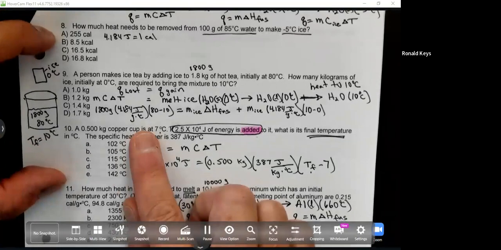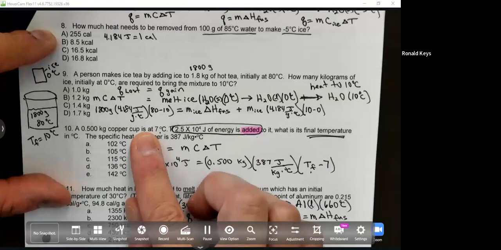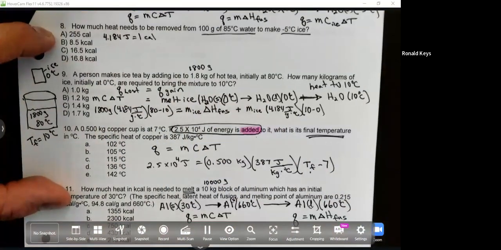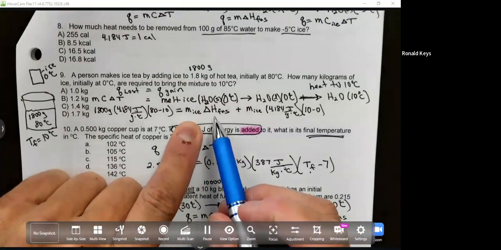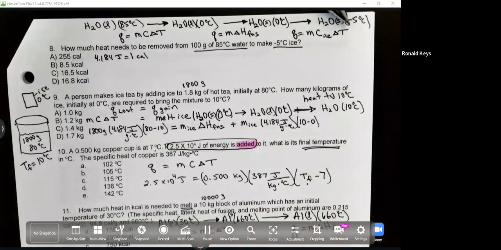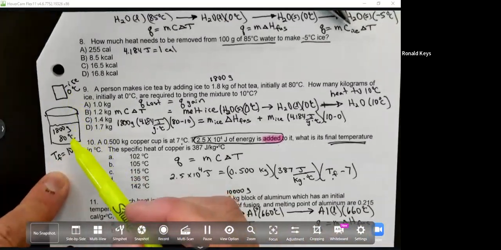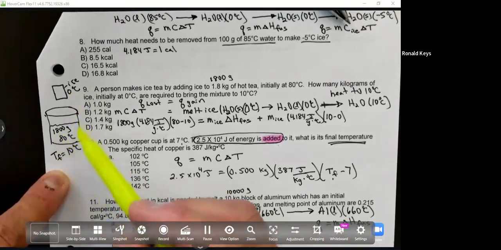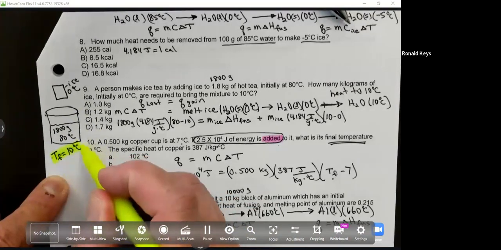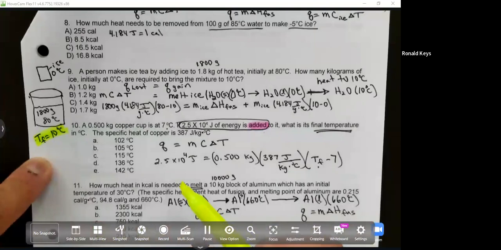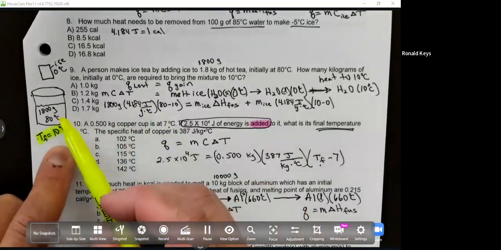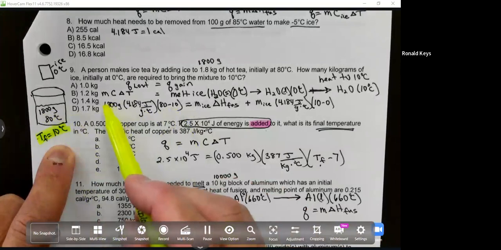So chapter 9, we laid this out in a previous class. We are solving this for the mass of the ice. There are a couple ways to solve this, but we're putting ice at 0 degrees into 1,800 grams of water at 80. We want the final temperature to be 10. So for this problem, we know that our water here is going to lose heat. It goes from 80 to 10. So that's MC delta T.